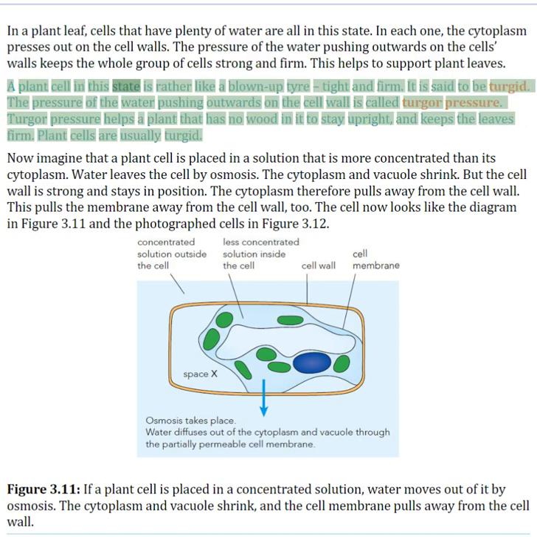A plant cell in this state is rather like a blown-up tire, tight and firm. It is said to be turgid. The pressure of the water pushing outwards on the cell wall is called turgor pressure. Turgor pressure helps a plant that has no wood in it to stay upright, and keeps the leaves firm. Plant cells are usually turgid.